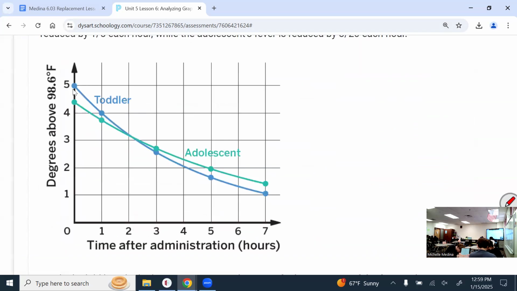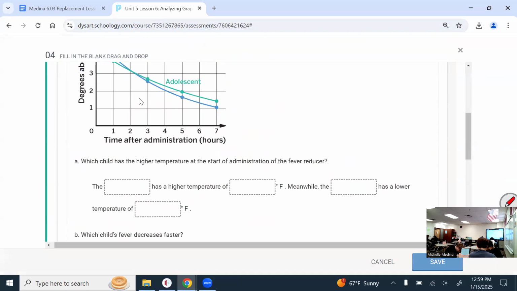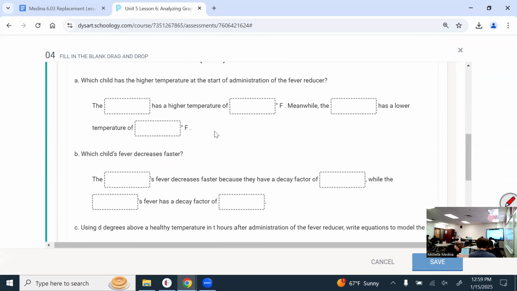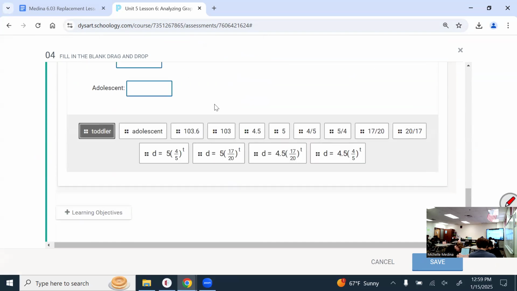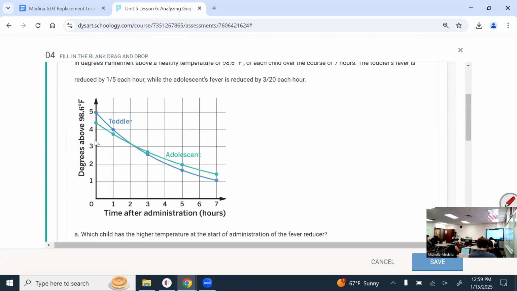The toddler, because it has a higher y-intercept. So for these, if it's a pain to scroll and drag, you could just press it, scroll, and then click. So the toddler has a higher temperature of what? What temperature would that be? If my y-axis is degrees above 98.6, and then this y-intercept is 5, what's the temperature?